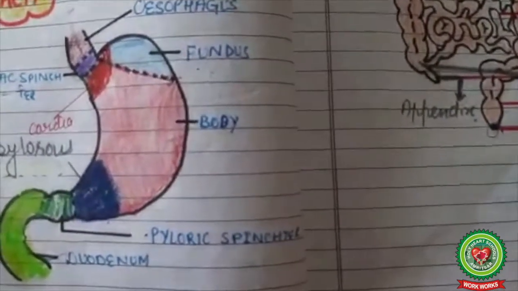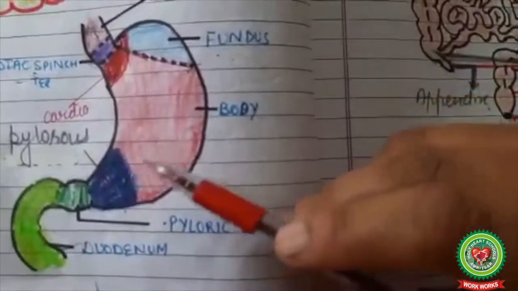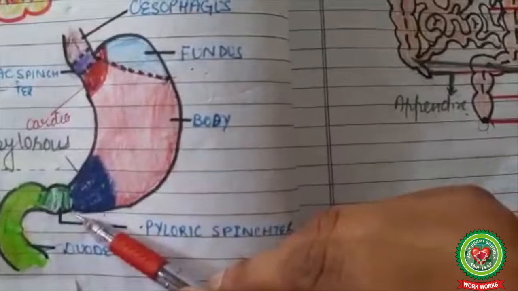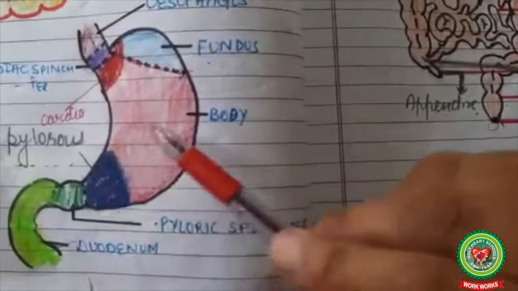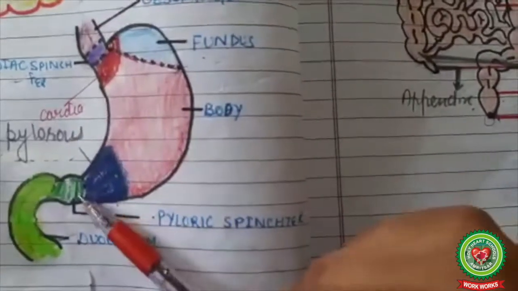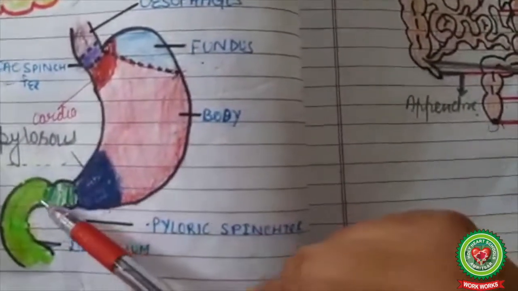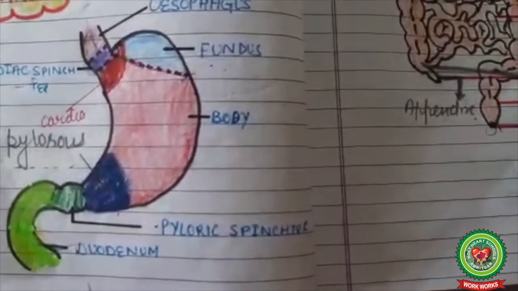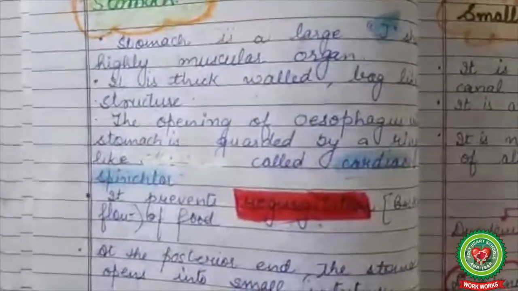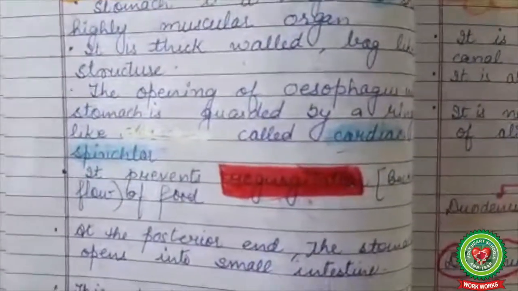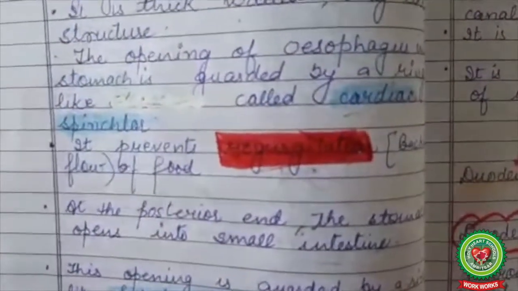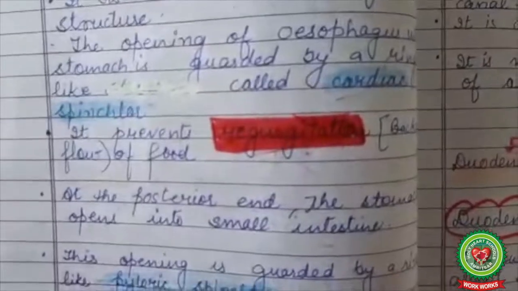After complete digestion, the food enters into the small intestine through the pyloric sphincter. When the food gets totally digested, the pyloric sphincter opens, and the food is passed into the duodenum, which is a part of the small intestine. So the stomach is a J-shaped, highly muscular organ which is like a bag. The opening of the esophagus in the stomach is guarded by a ring-like structure called cardiac sphincter, which prevents the regurgitation of food.